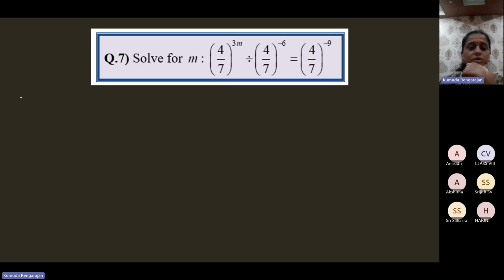So when it's division, what do you do? You subtract the powers, right? Ma'am, when it's division and the bases are same, we subtract the powers. Yeah.